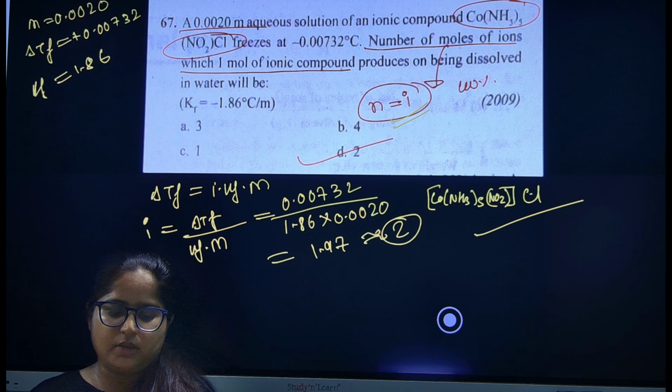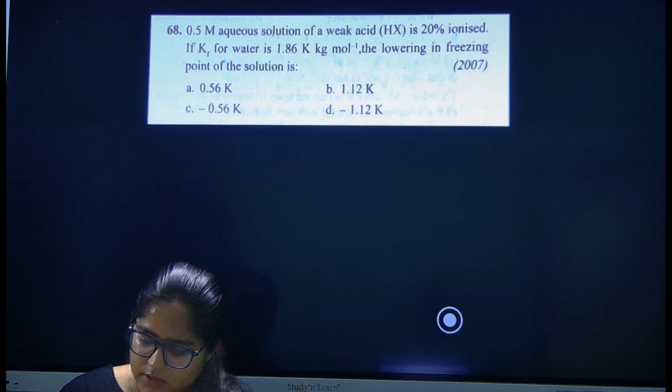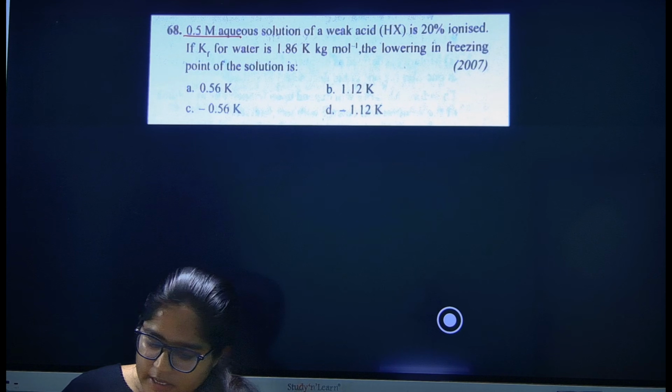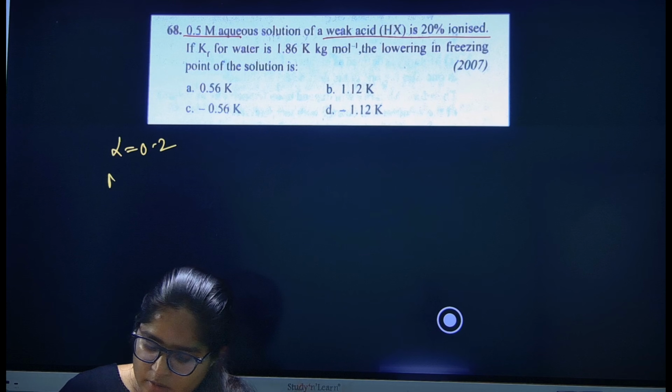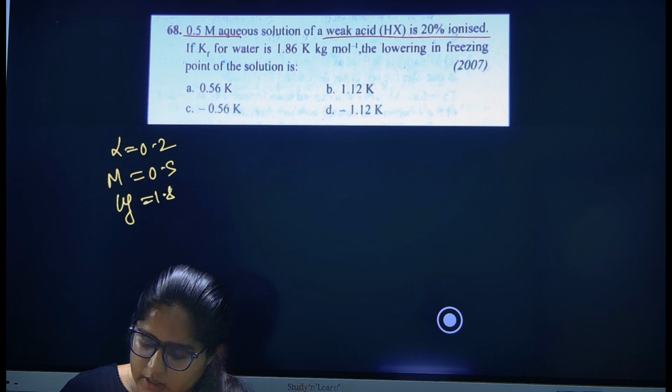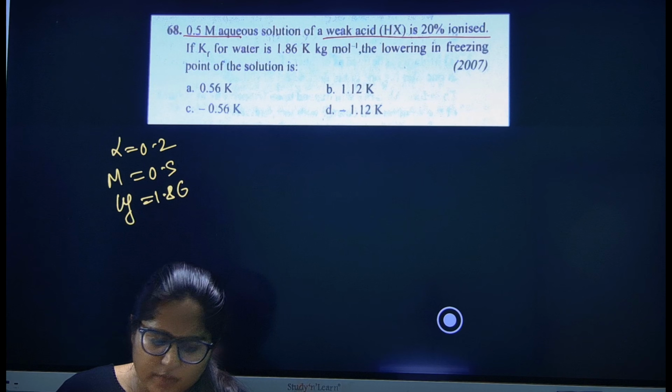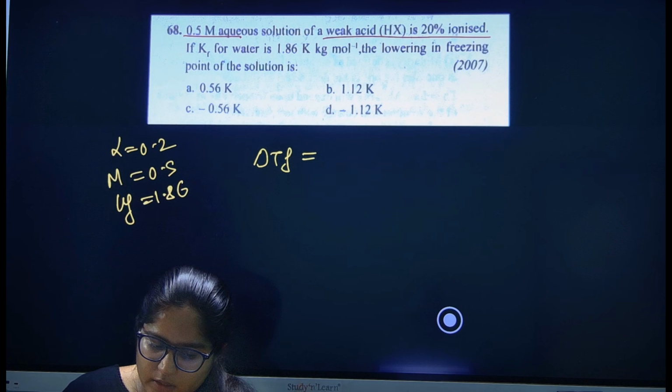In JEE Mains they will ask you. Generally NEET they have not asked till now. 0.5 molar aqueous solution of weak acid. Okay, so again alpha is given 0.2. Molarity is given 0.5, Kf value is given 1.86. The lowering in freezing point, very simple question. Delta Tf equals i into Kf into m.